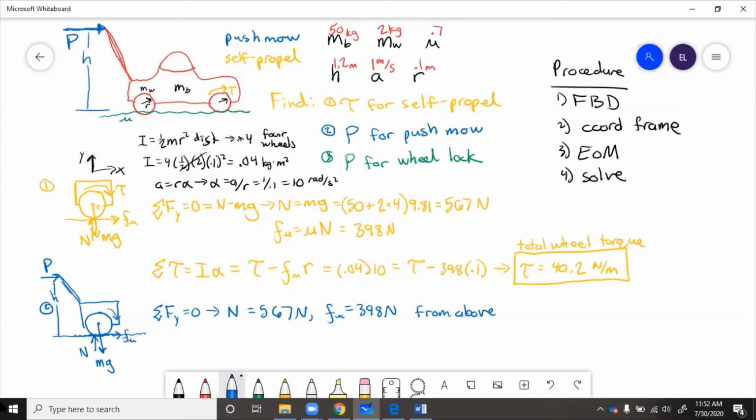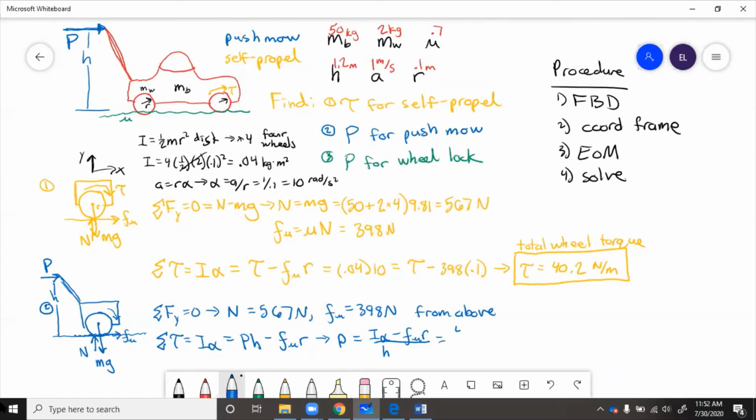Now here, we look at the torques. Because there's rotation, we're going to look at this torque. Sum of the torques equals I alpha, which is going to be, instead of torque coming from the mower, we've got the torque coming from the person pushing. So for that case, we'll have P times H, and then minus that friction torque. So then here, P equals I alpha minus F mu R over H.